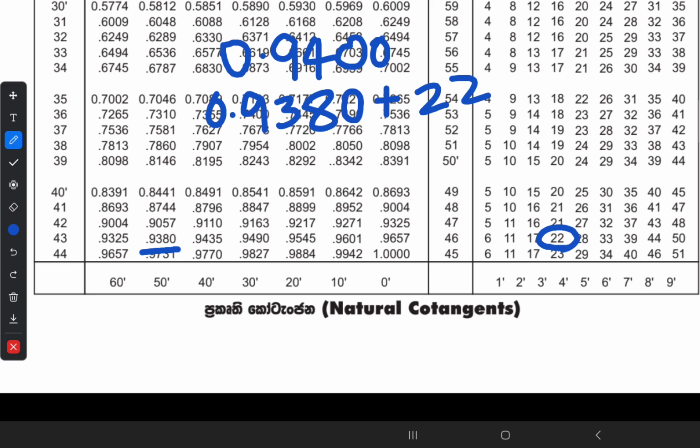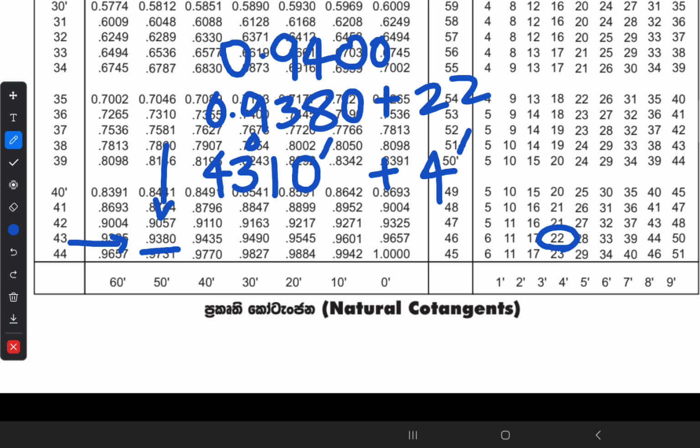0.9380, which is tan 43 degrees. Okay, 43 degrees. This is 0, this is 10th minute. 10th minute plus this mean difference, the fourth one, is the angle we need to consider. Now what we are doing, we are finding tan inverse 0.9400. By using that, we obtained our respective answers. 0.9380, which is 43 degrees and 10th minute, and 22nd mean difference, because that is the nearest one.